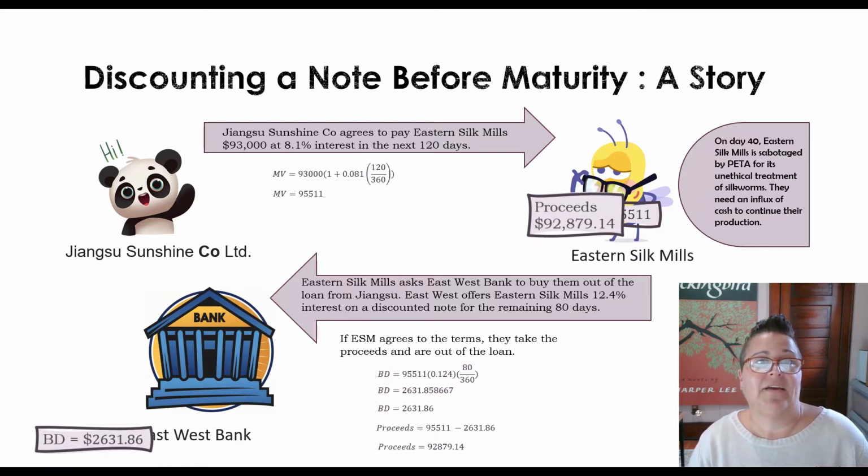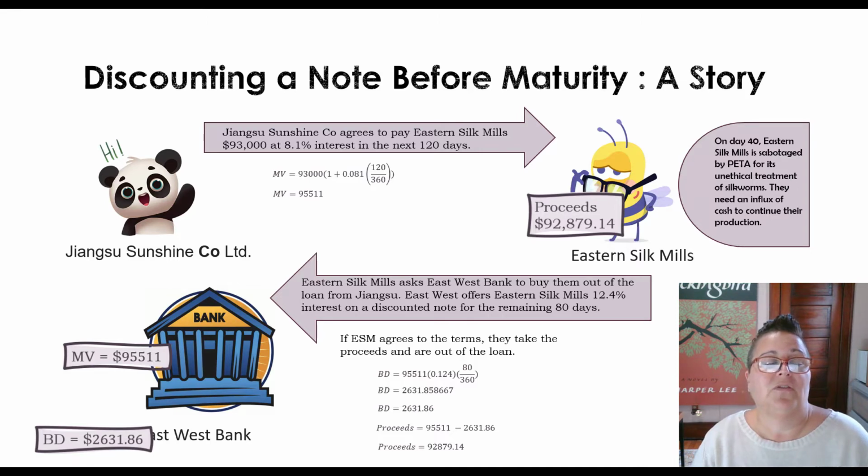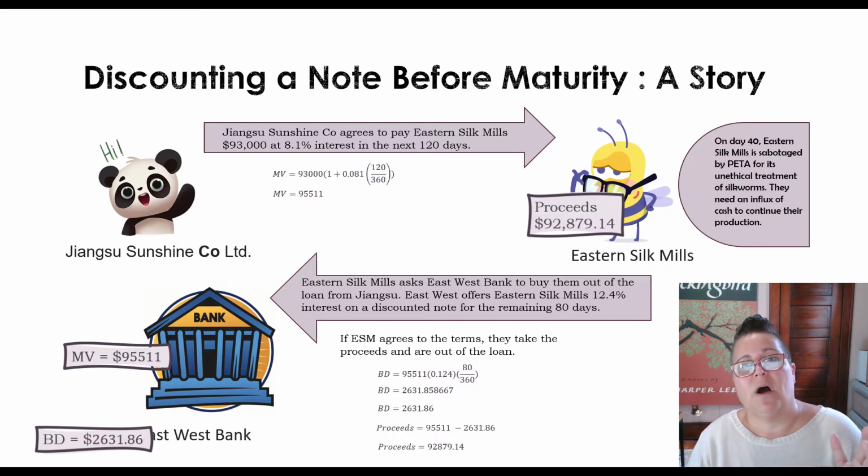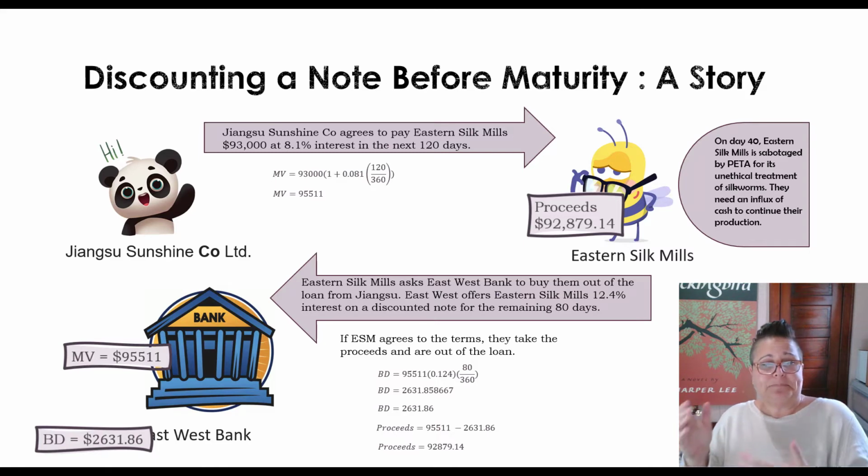But that $95,511, Jiangsu is also going to pay to the bank. So the bank is going to make money on this. Eastern Silk Mills may gain or lose money. It just depends. The loan was $93,000. They were able to get $92,879.14. So they're a little bit under, but it's not like it's totally a wash. And now they have cash to deal with the sabotage from PETA.